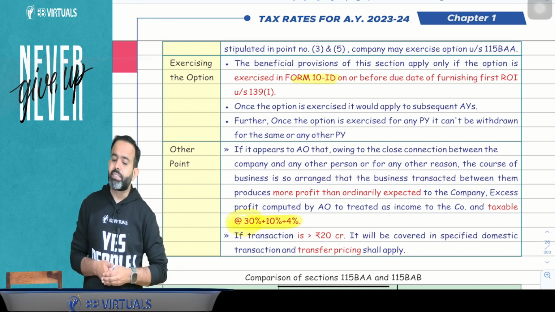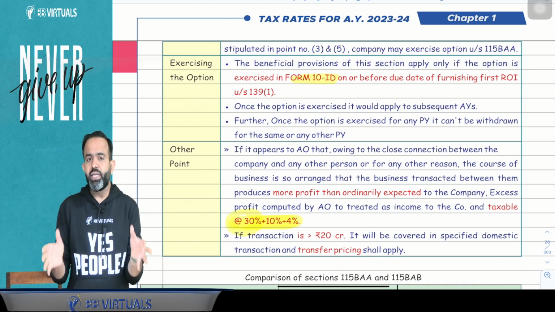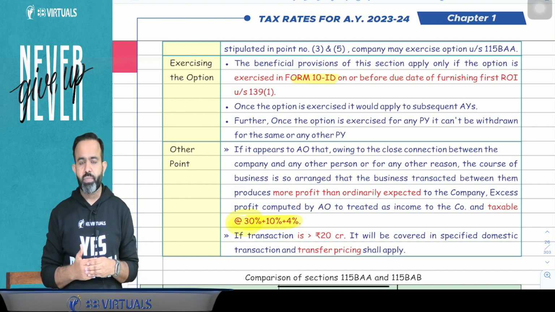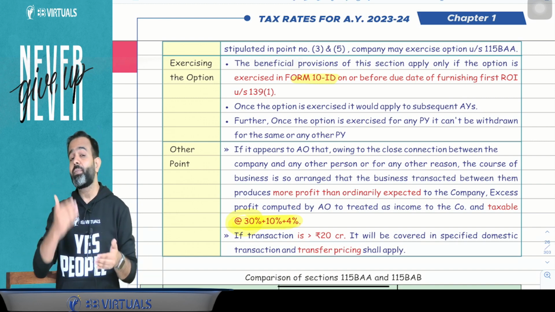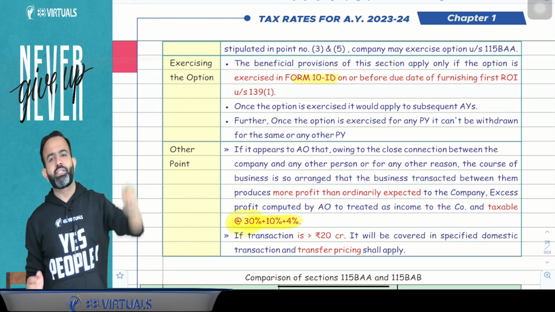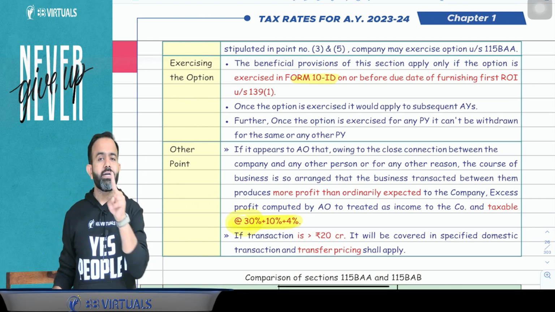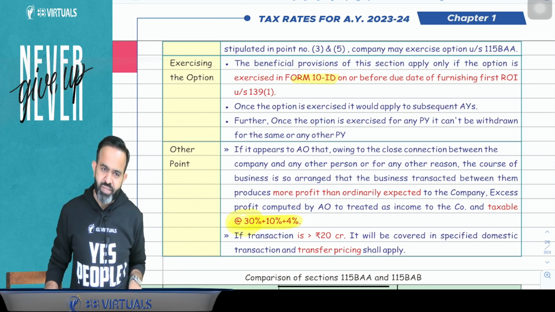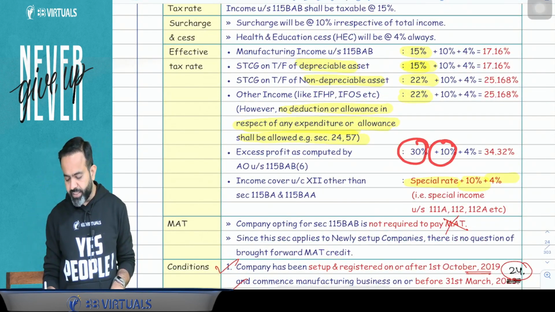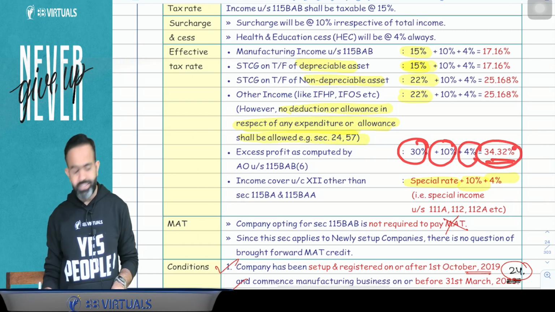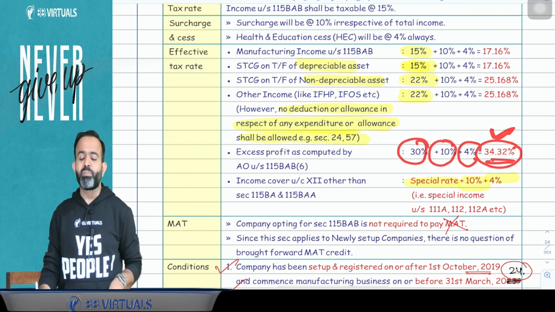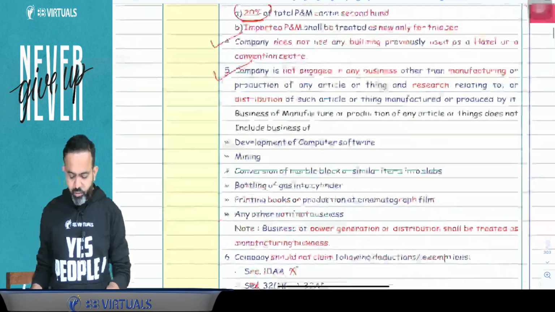So here the lawmaker says that if a company opting for section 115BAB has an extraordinary profit, if it is a normal profit, then there is no issue. But if there is any super profit or extraordinary profit, then here the AO will check that. And on that super profit, the AO will charge tax at the rate of 30% instead of 15%, and 30% plus 10% surcharge and 4% health and education cess. So effectively it will be 34.32%. So effectively on that profit, the company is required to pay tax at the rate of 34.32%. You got my point or not?